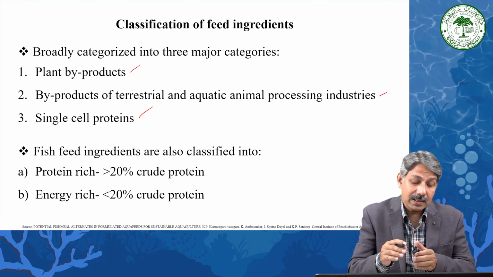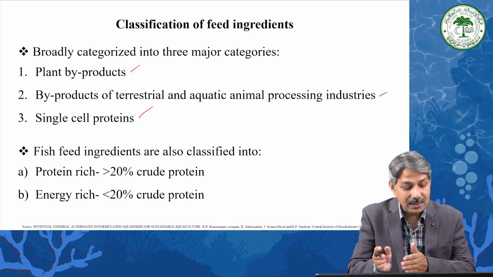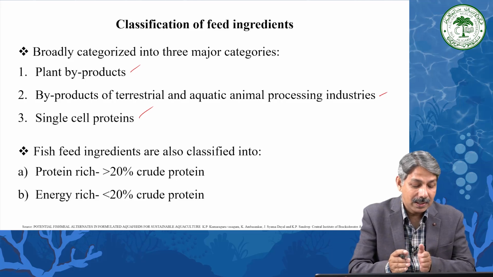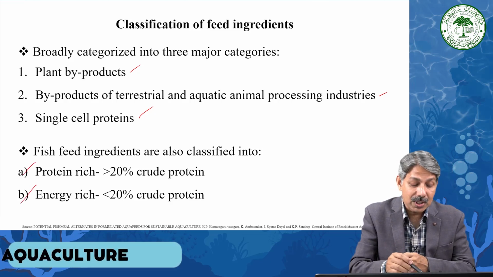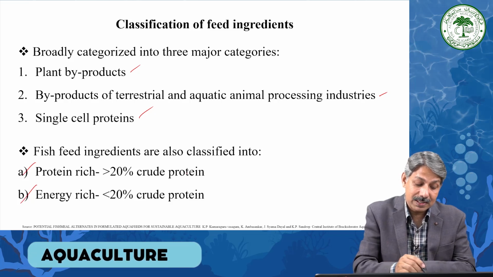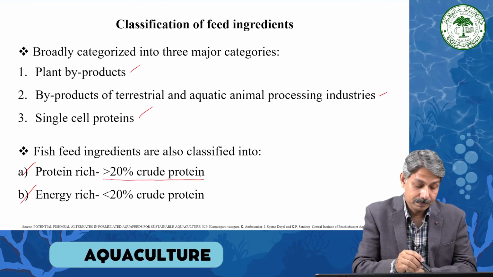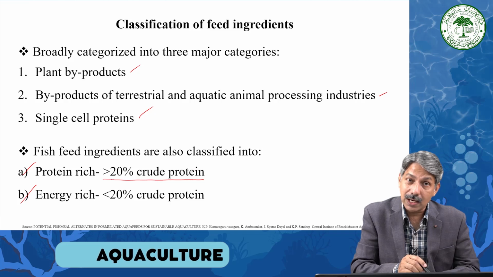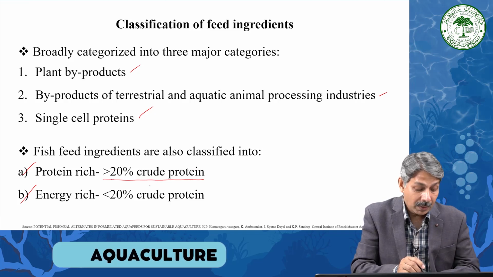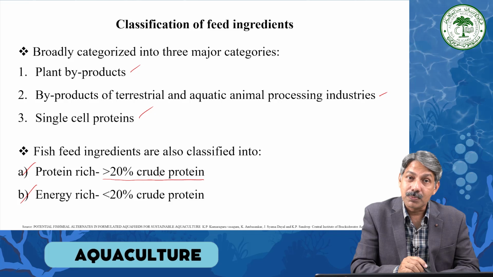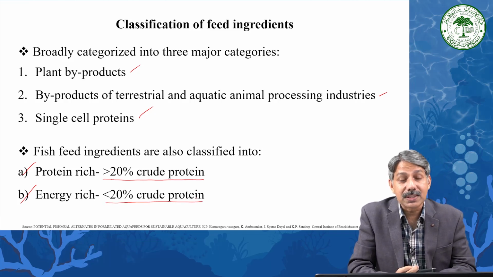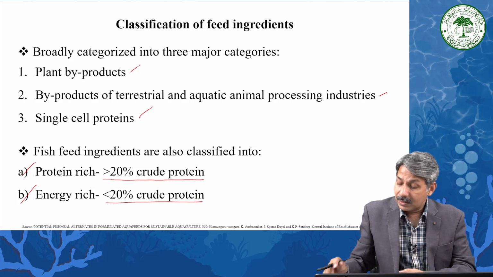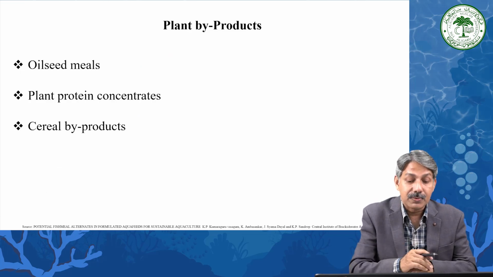Fish feed ingredients can also be classified alternatively, based on whether they are in the category of protein rich or energy rich. Protein rich are those ingredients which have more than 20% crude protein. Those feed ingredients having more than 20% crude protein are referred to as protein rich feed ingredients, whereas those having less than 20% protein are kept in the category of energy rich feed ingredients.